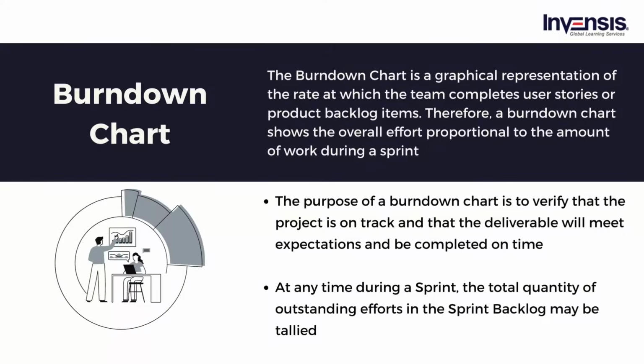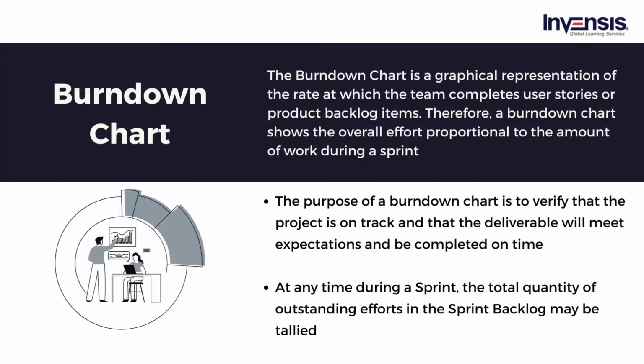Now, let us move on to our next topic and discuss about the sprint burn down chart. The burn down chart is a graphical representation of the rate at which the team completes user stories or product backlog items. Therefore, a burn down chart shows the overall effort proportional to the amount of work during a sprint. Even though it is not often considered one of the essential Scrum artifacts, the burn down chart is a crucial artifact that should not be overlooked. The purpose of a burn down chart is to verify that the project is on track and that the deliverable will meet expectations and be completed on time.